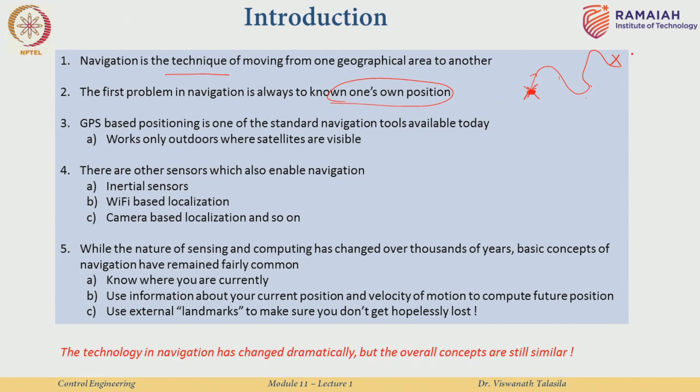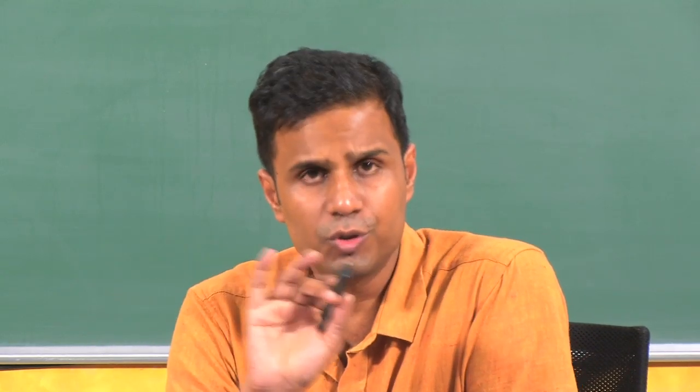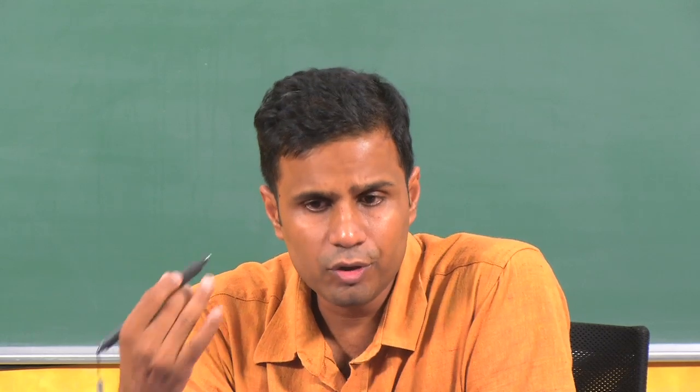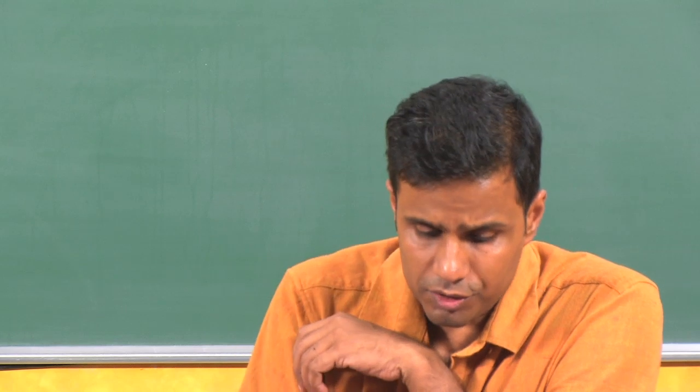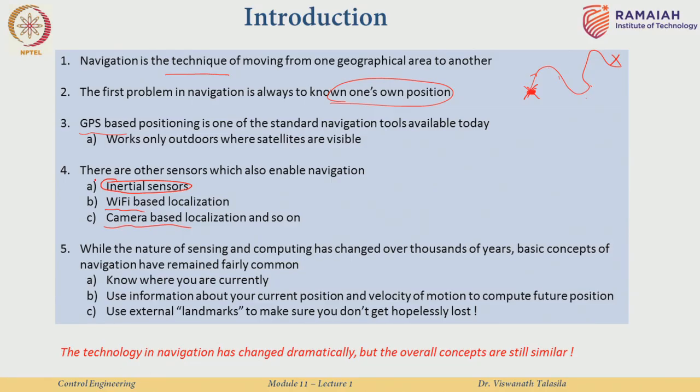Then we will look at, very briefly, maybe in just one slide or so, other navigation sensors, very advanced navigation sensors, some of which are based on GPS, some of which are based on Wi-Fi localization and camera based localization. Localization basically means knowing where I am, locating my position. So we will do this very briefly, just to give you an indication of how advanced the field of navigation has become. Our primary focus will be on inertial sensors. We will see that a little bit later.